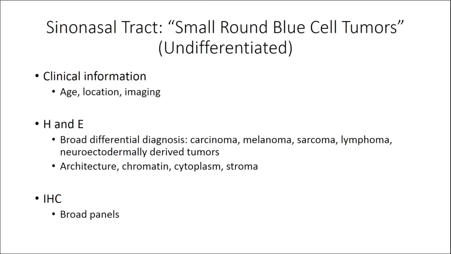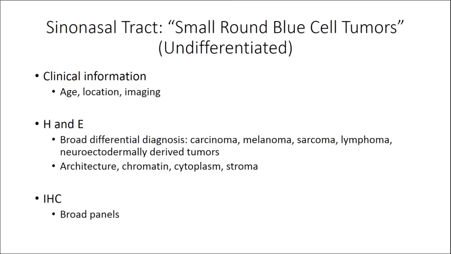So in terms of the sinonasal tract, one thing that you will hear when we deal with neoplasms in this area is the small round blue tumor differential. And these are often undifferentiated malignant neoplasms. And it's interesting because in the sinonasal tract, many of these small round tumors can have an extremely broad differential, from epithelial to neuroectodermal to lymphoma to melanoma. And it's very difficult, even on the H&E, to make a distinctive diagnosis without doing ancillary studies.